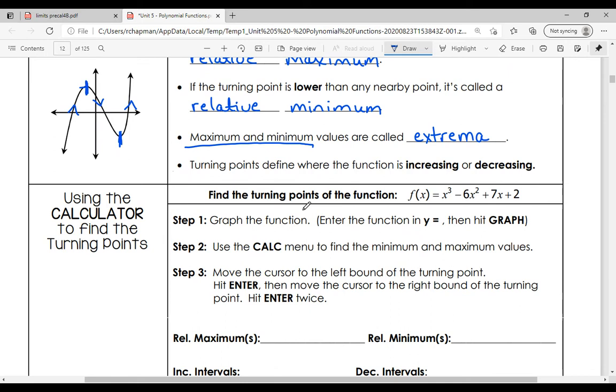All right. Turning points define where your function increases and decreases. All right. You are increasing till you hit this point. You start decreasing. Then when you hit this turn, you start increasing. So you have an increasing interval here, a decreasing interval here, and then you have another increasing interval. Okay, so every time you change directions, it's going to give you that information, increasing and decreasing.